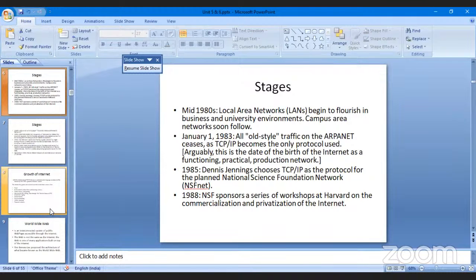In 1985, Dennis Jennings chose TCP/IP as the protocol for the planned National Science Foundation network. In 1988, NSF sponsored a series of workshops at Harvard on the commercialization and privatization of the internet. So the privatization and commercialization of the internet workshops were conducted at Harvard way back in the 1980s.